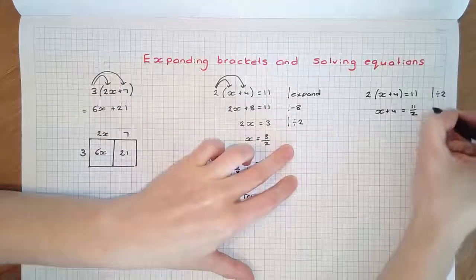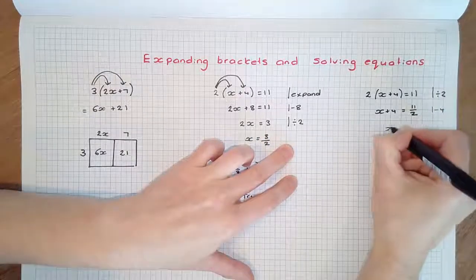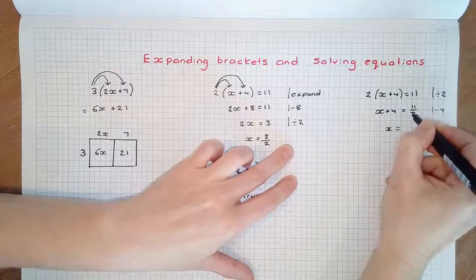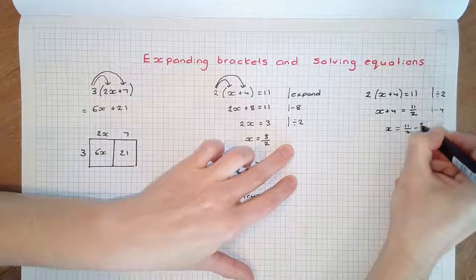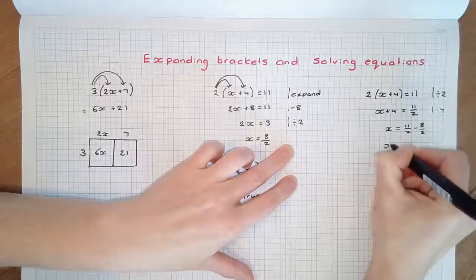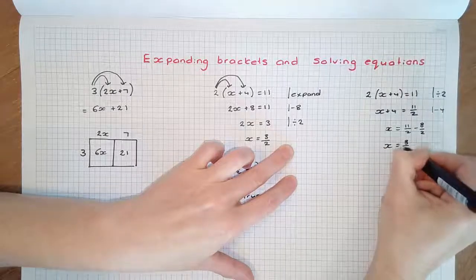The inverse of adding 4 is minusing 4. So x equals 11 on 2 minus 4, which is 8 on 2. So we get our final answer as x equals 3 on 2.